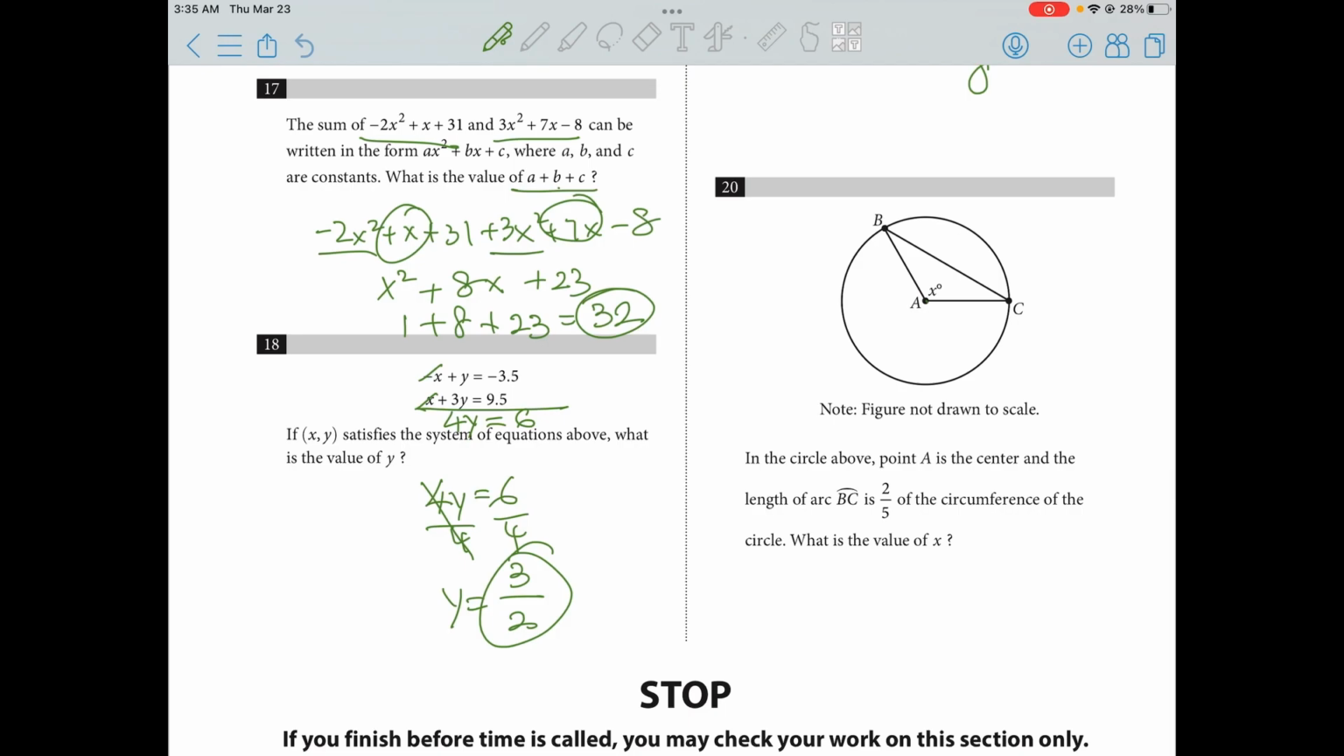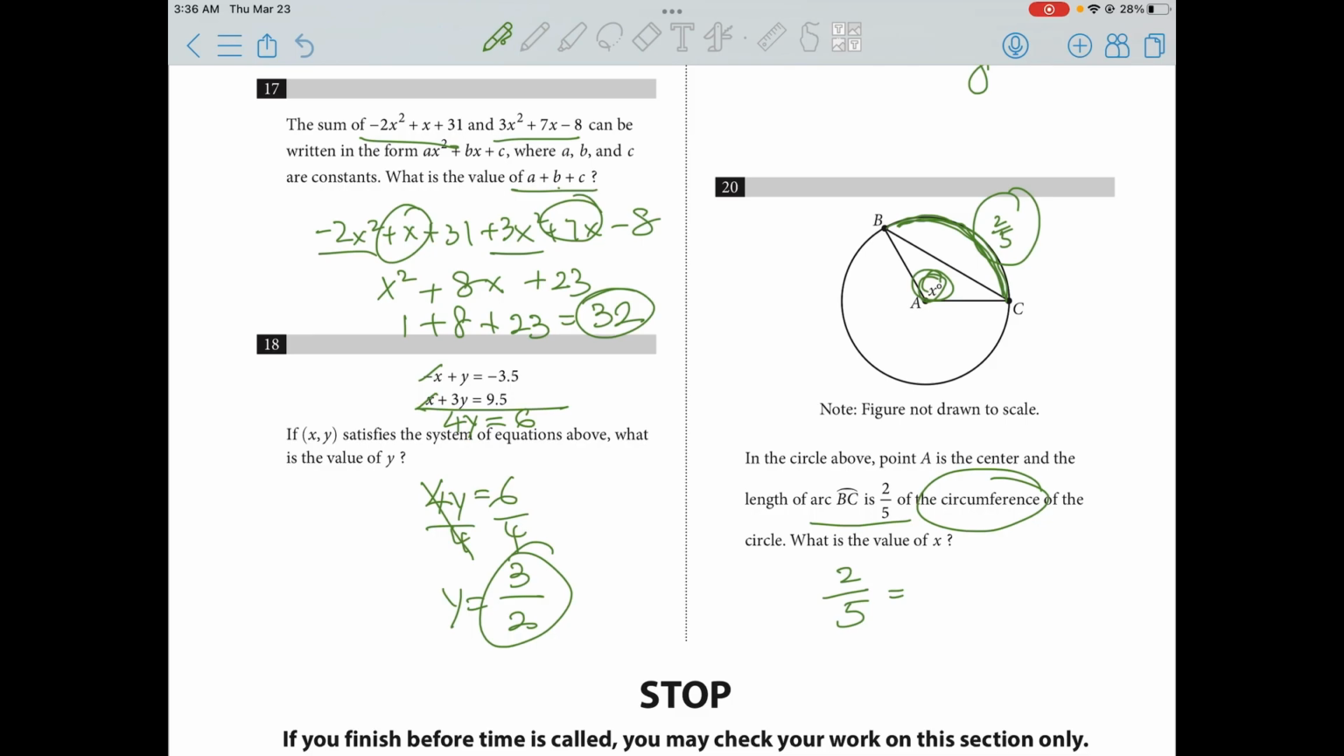Last question. In the circle above, point A is the center. Arc BC is 2/5 of the circumference of the circle. What they're referring to is right here, this part right here. 2/5. It might seem like we need the circumference formula, but we don't. Because what we're solving for is the value of x. That means we just want to know what is the angle measure of x. So we know that this is already a ratio, basically, 2/5.